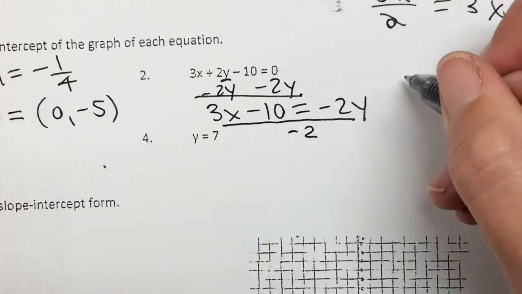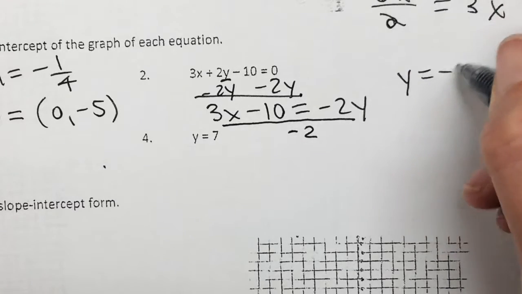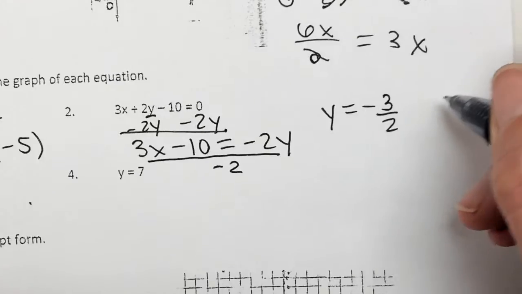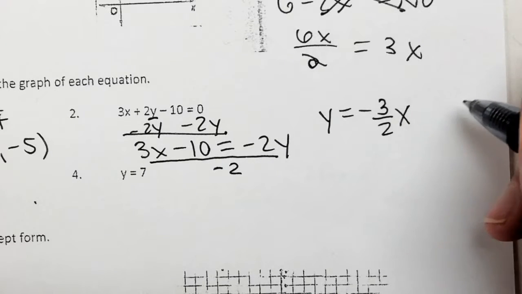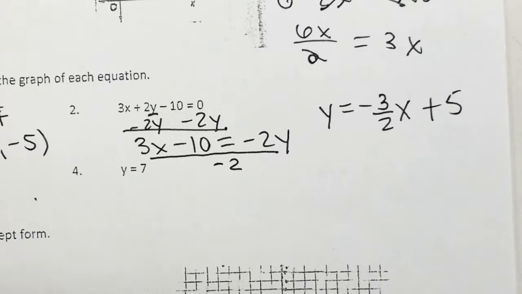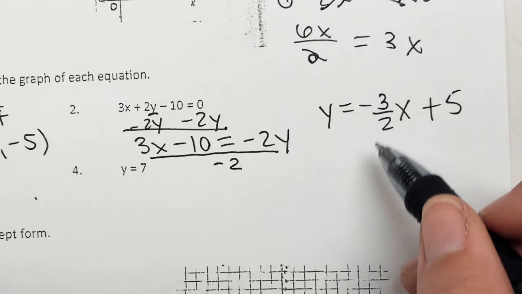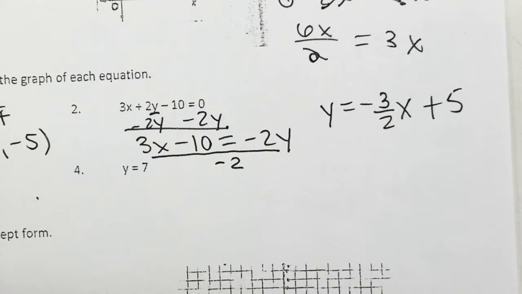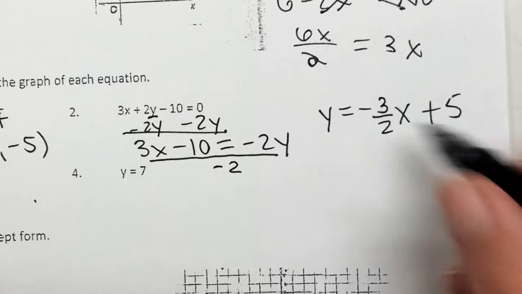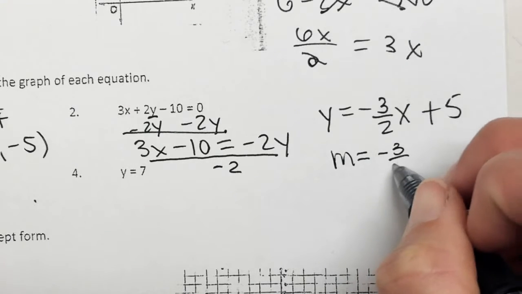Now tell me what I would get. Negative 3 over 2 what? X. Good. And what else? Good. Any questions about that part? Could I have changed this to a decimal? No. Anytime we have slope, you want to leave it as a fraction, and you'll see why in a minute. Okay? Is this in slope-intercept form? Yes. So, Caleb, what's my slope? And what's my y-intercept?